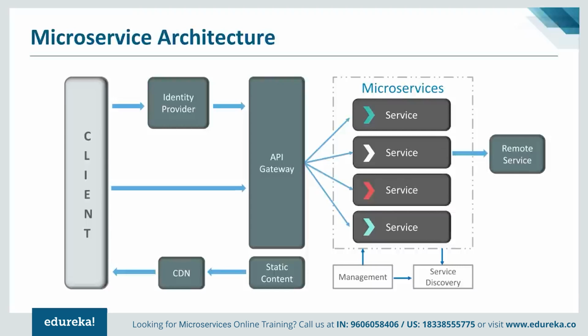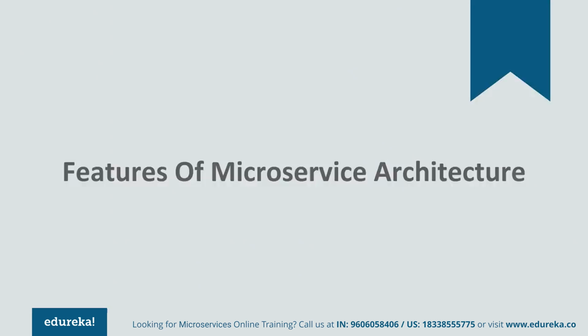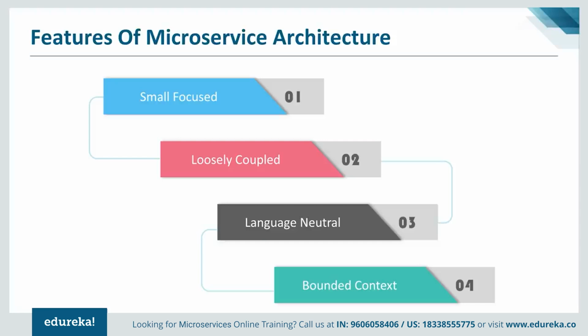So I hope I am clear with the architecture. Let us focus on the features of microservices architecture. The first feature is small and focused. What it means is that the aim of microservice architecture is simplicity, so that it can be rewritten and maintained without any extra effort by the development team, right? That's what I mean by small and focused.